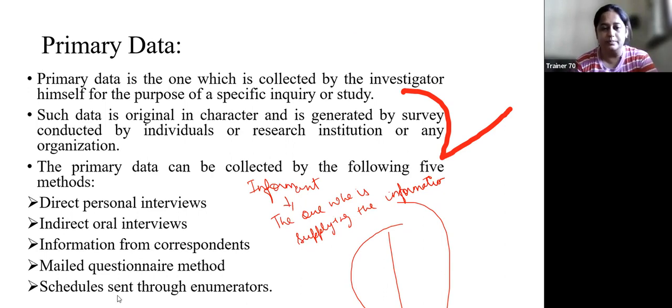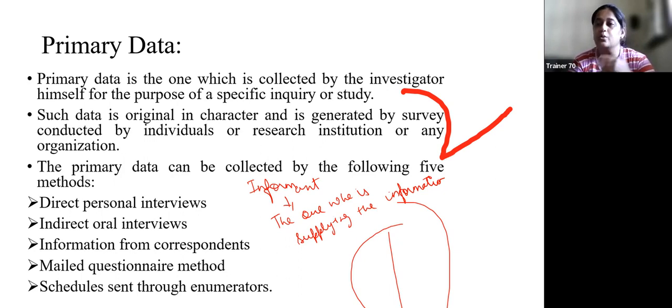Last one is schedules sent through enumerators. Now there is a distinction between a schedule and a questionnaire. Schedule का क्या मतलब हुआ? एक list of questions है. Questionnaire is also a list of questions. Schedule is also a list of questions. But दोनों में एक differentiation है. क्या difference है दोनों में?